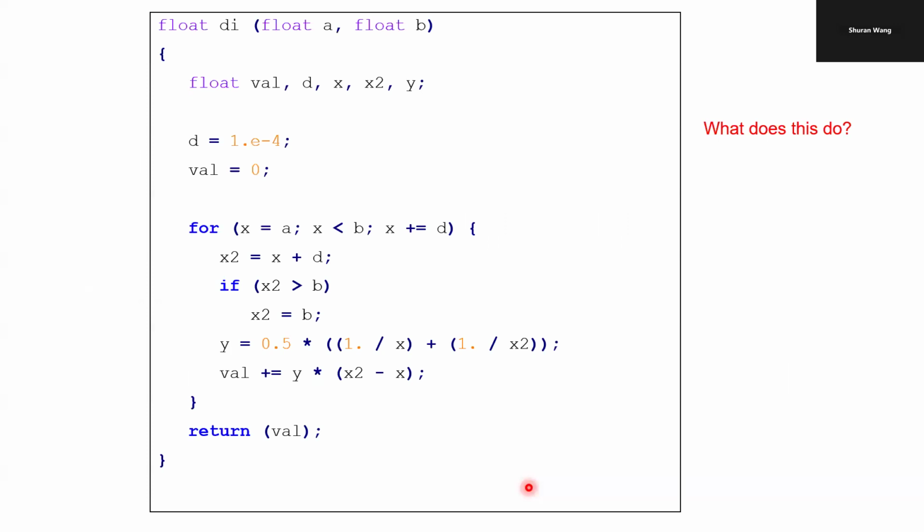Let's look at this example. All of the names are chosen to not be misleading. All of the namings make sense for the purpose of this program, for the purpose of this function. Let's take a minute to read it. And can anyone tell me what this function does?